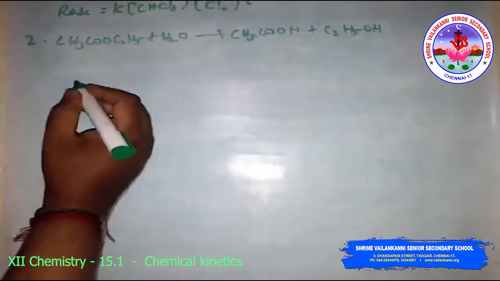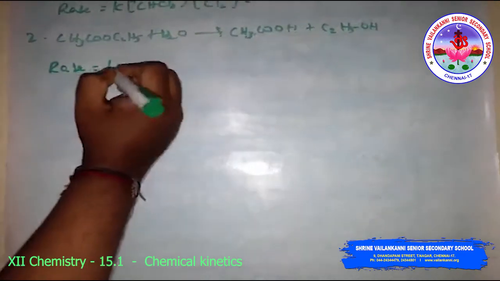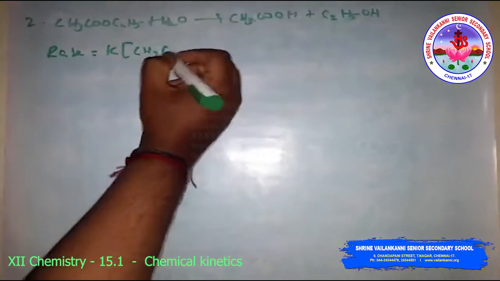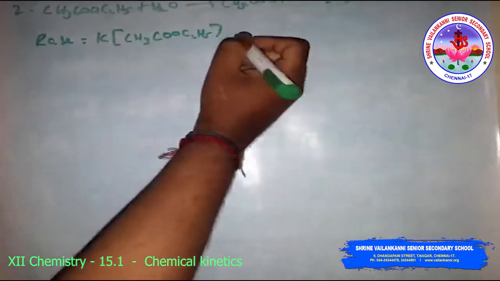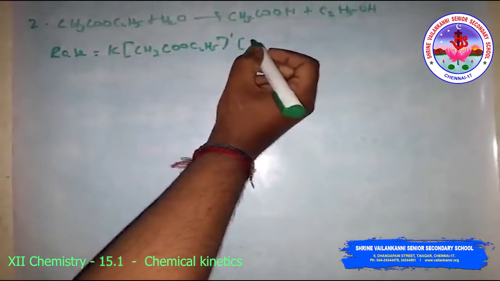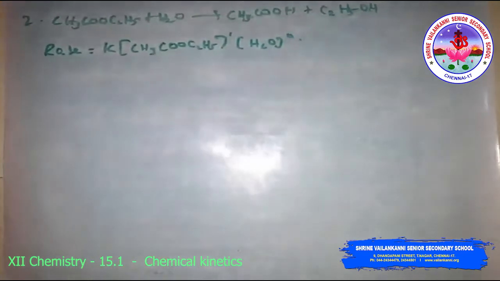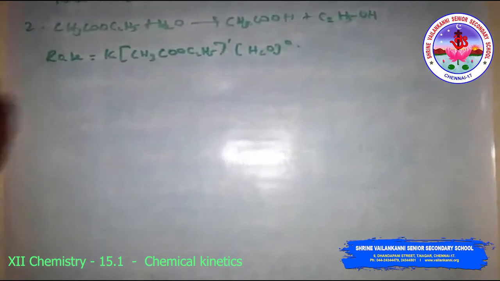So here the rate will be what? Rate is equal to K into the concentration of ethyl acetate, CH3COOC2H5, to the power 1, and the concentration of H2O to the power 0. This is the experimental rate expression for this reaction.